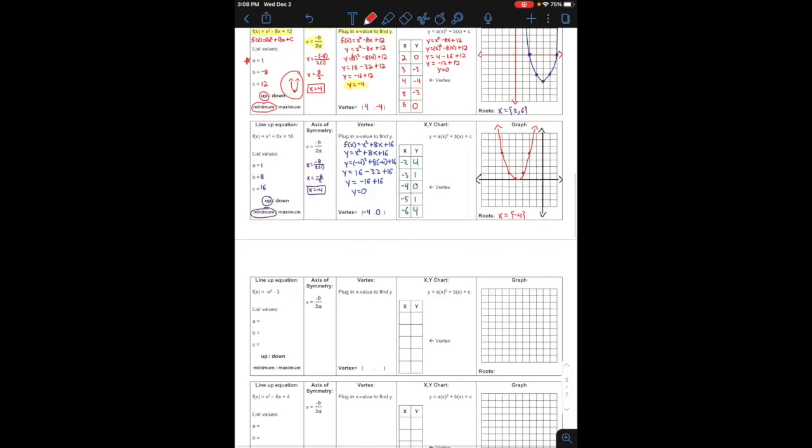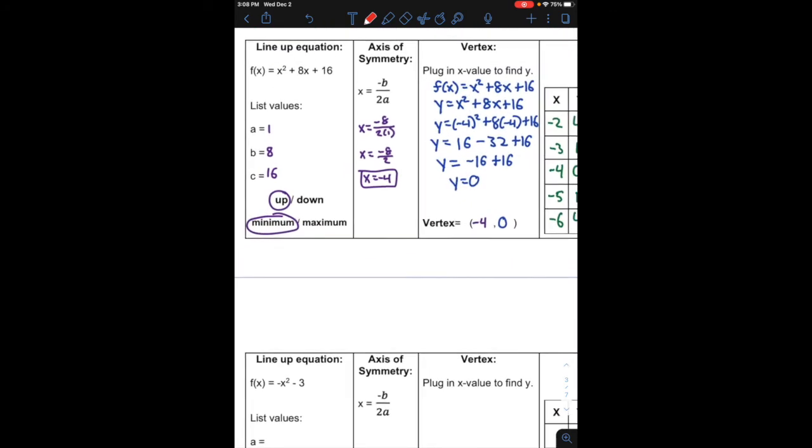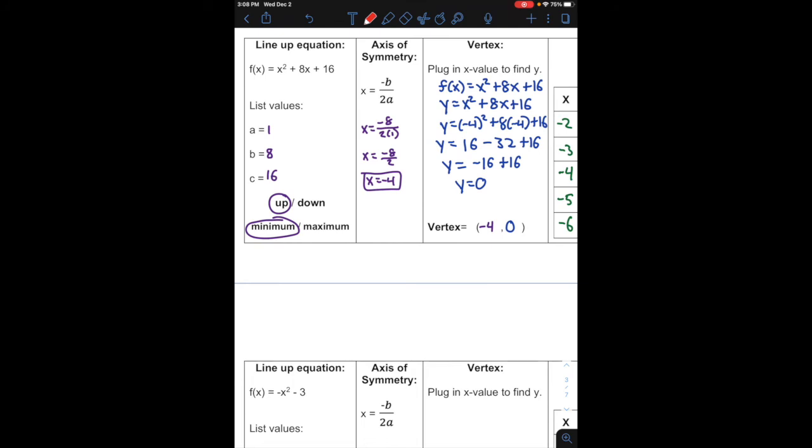Alright, so here's your answer for the second quadratic equation. Our values for a, b, and c are 1, 8, and 16. Again, just like the first problem, it's going to be facing up because the a value is positive. And since it's going to be facing up like a U shape, the vertex will be at the bottom, so it would be a minimum point.